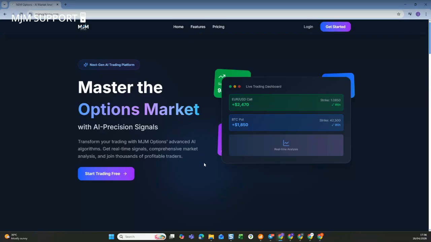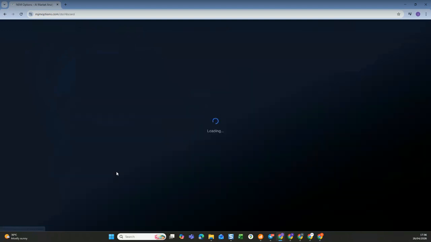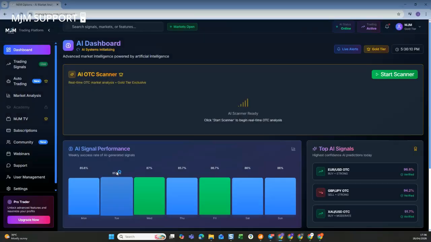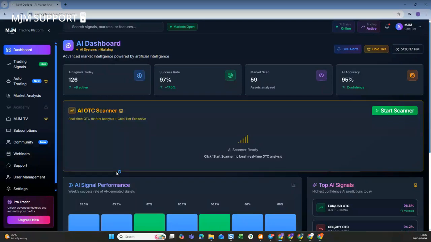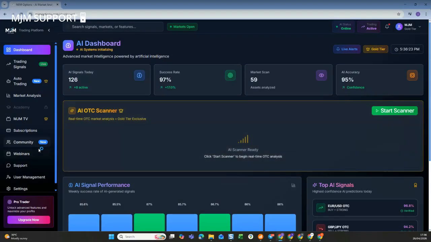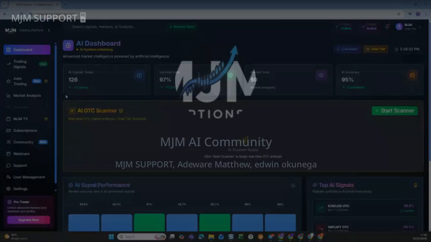For those of us who are new here, this is our website, mjmoptions.com. The moment you click start free trading, it will take you to the AI platform. For those of us who are already registered and unlocked, that is what you would see. If you are not registered, do that now. That is where the AI is. If you're registered and unlocked, you get to see the AI signal today, around 26.